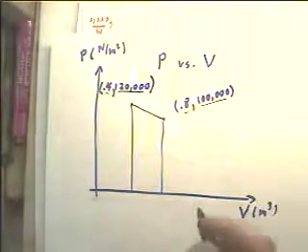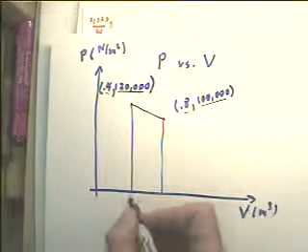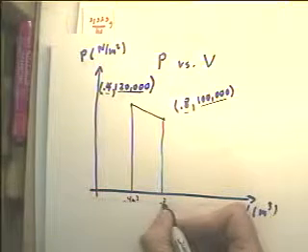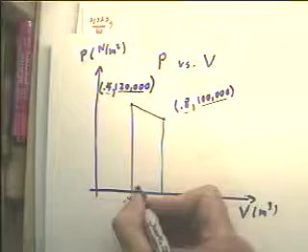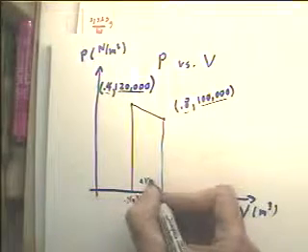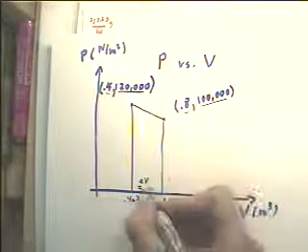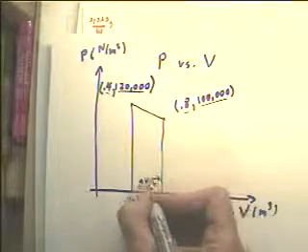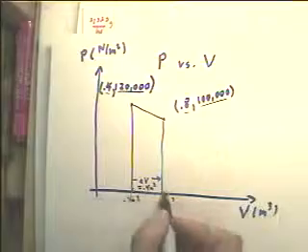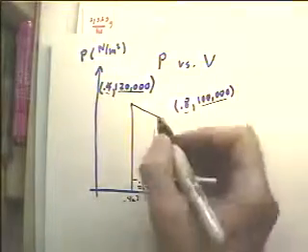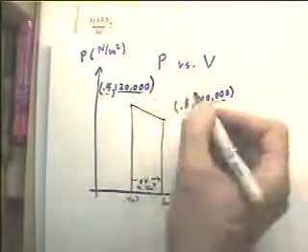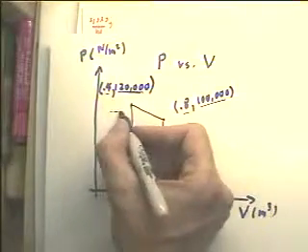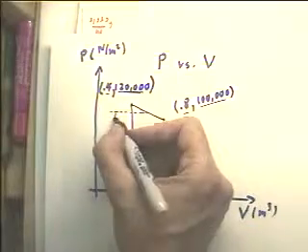Well, let's interpret the area beneath the graph. The volume goes from 0.4 cubic meters to 0.8 cubic meters, so that we have a change in volume of 0.4 cubic meters, and that's represented by the width of the graph. The average altitude of the graph, well, halfway between 100,000 and 120,000 is 110,000, and let's designate that here.